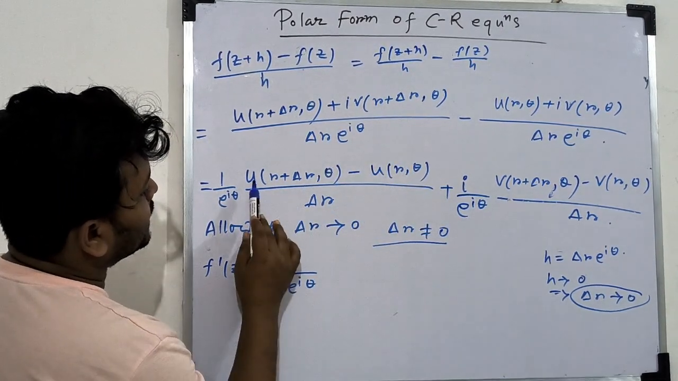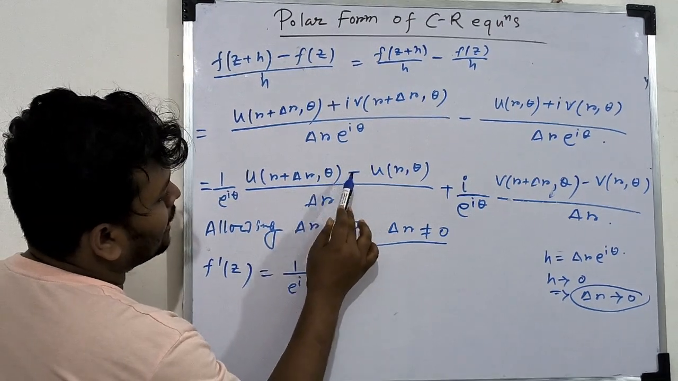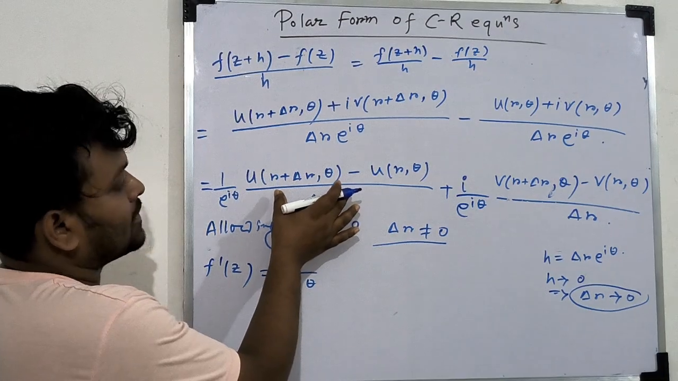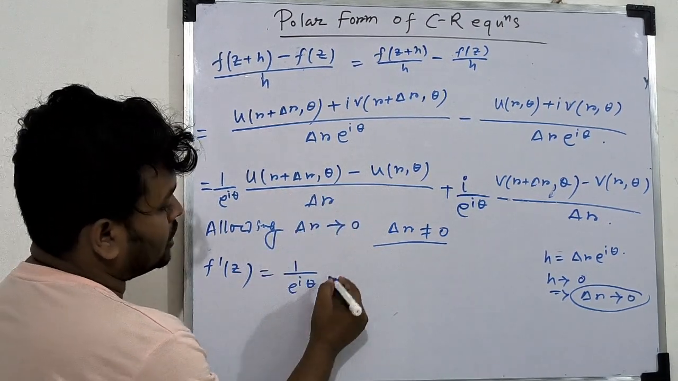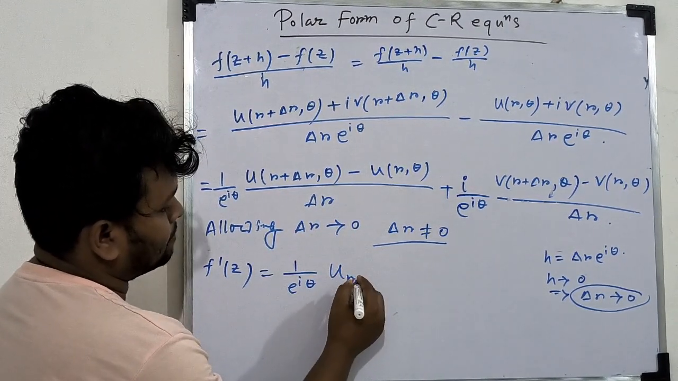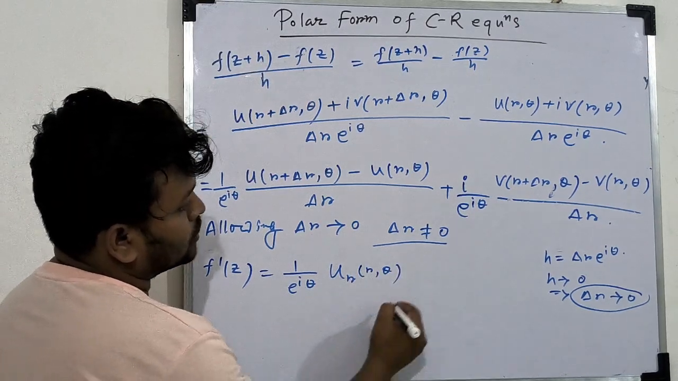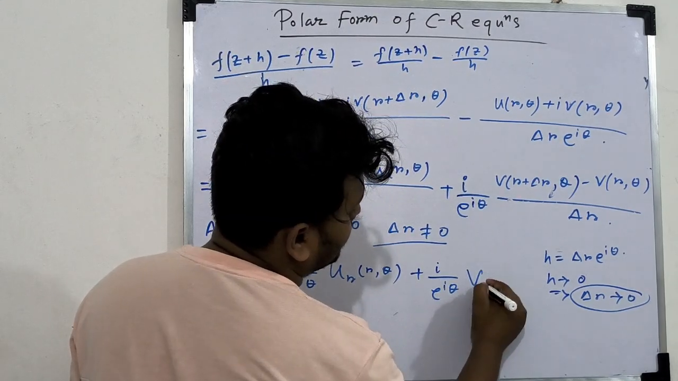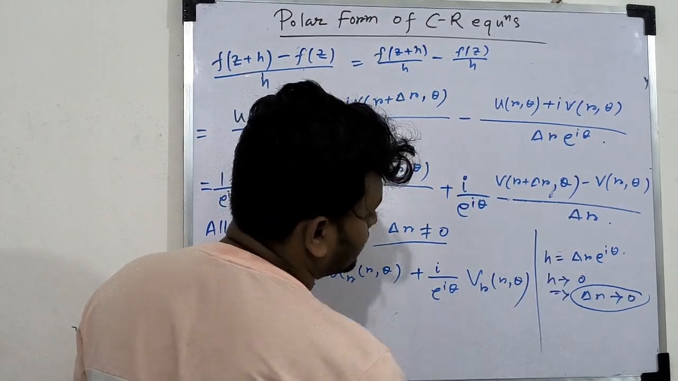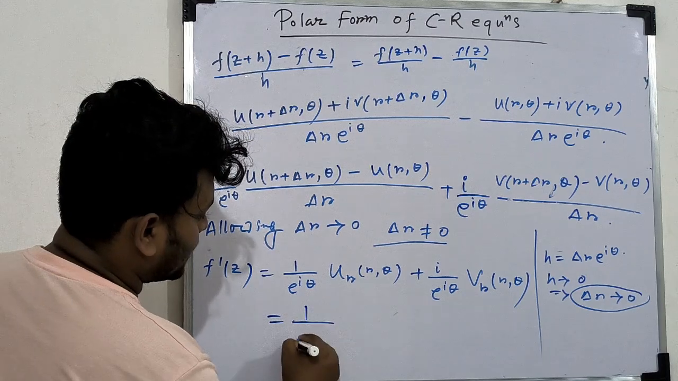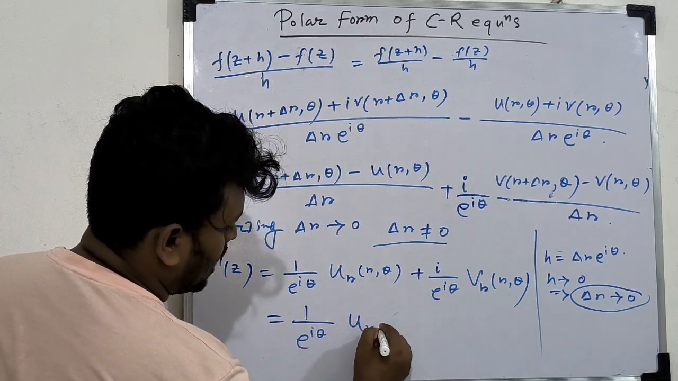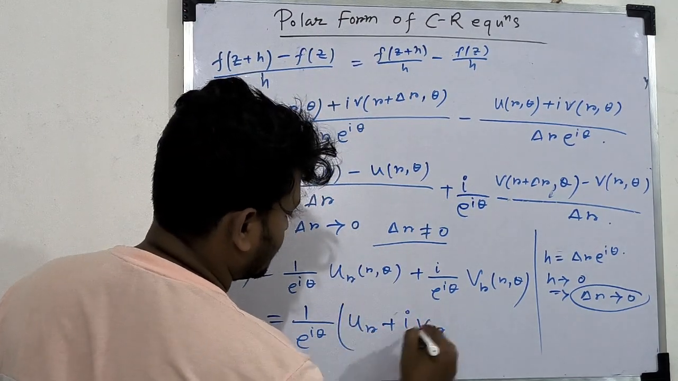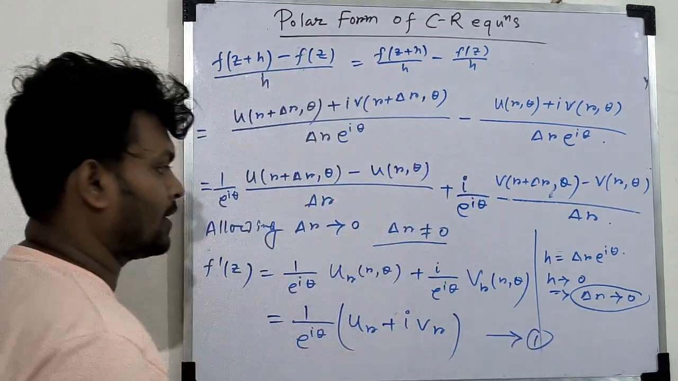So you can assume that u(r + h, theta) minus u(r, theta) is the partial differentiation with respect to r. So we can write u_r, at r comma theta. Similarly, this will be i by e to the power i theta, and this will be v_r, the function of r theta. So we can write simply 1 by e to the power i theta times u_r plus i v_r. Okay, so this is equation number 1.